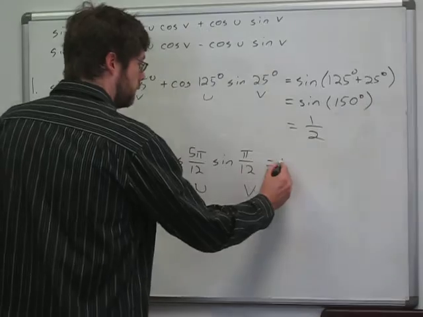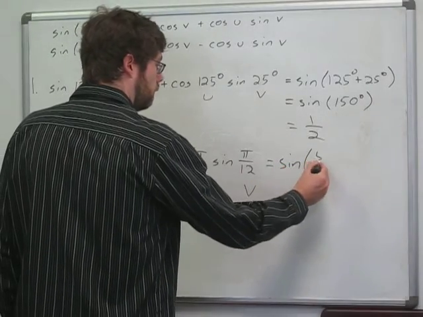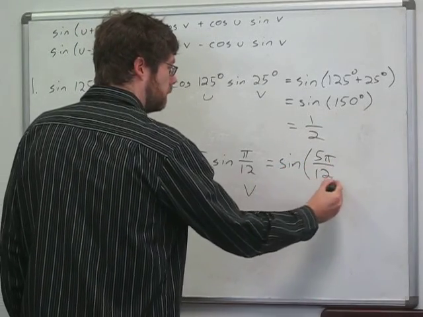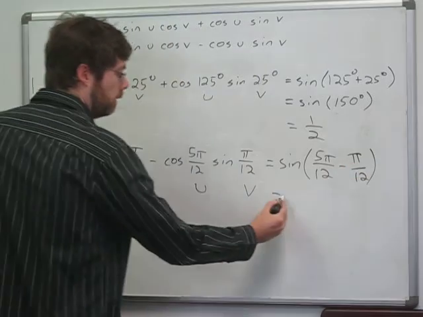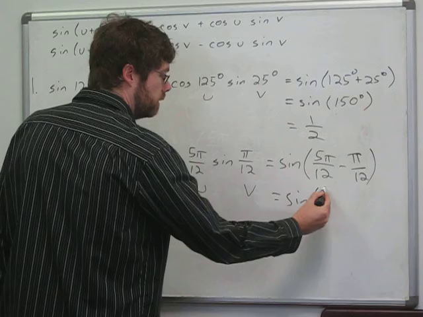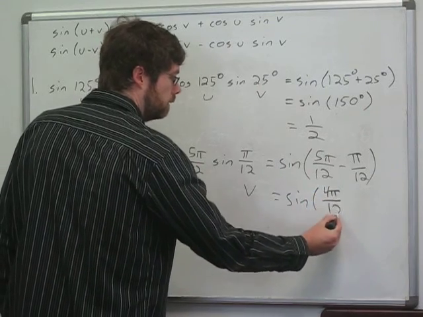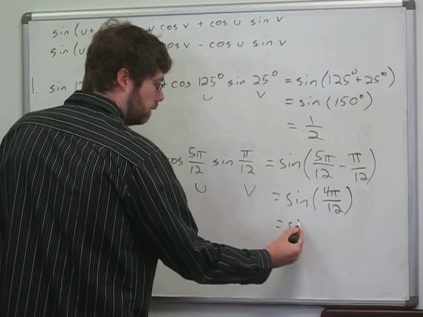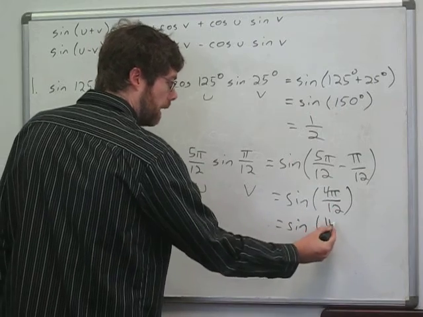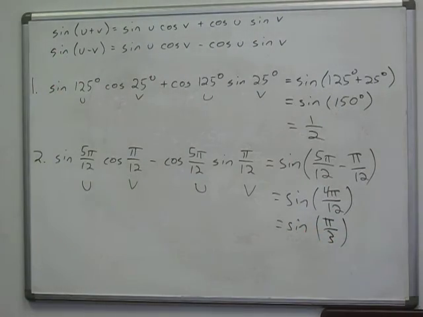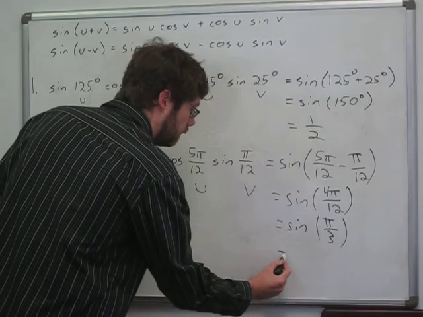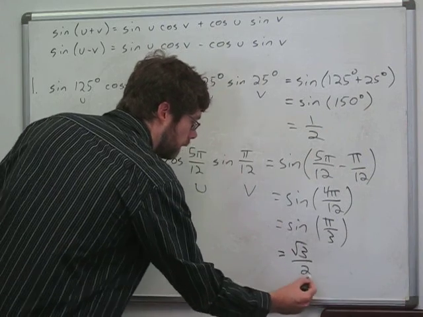So this is the sine of 5 pi over 12 minus pi over 12. That argument simplifies to 4 pi over 12. And I can simplify that further to pi over 3, which is another of the special angles on the unit circle. The sine of pi over 3 is radical 3 over 2.